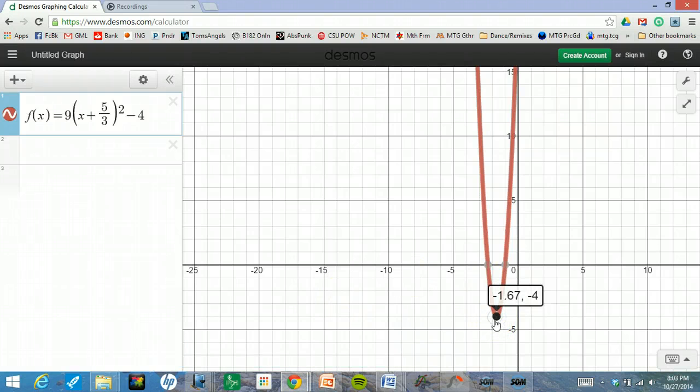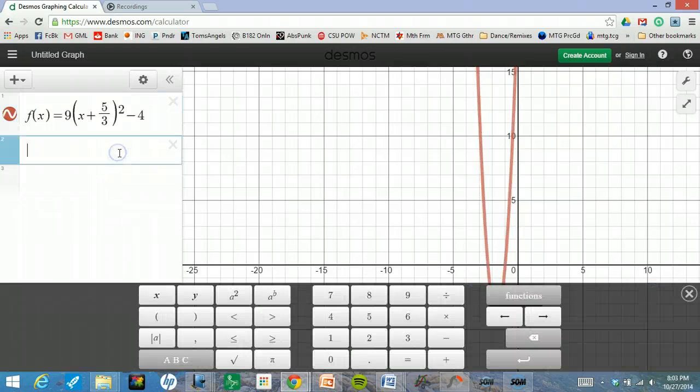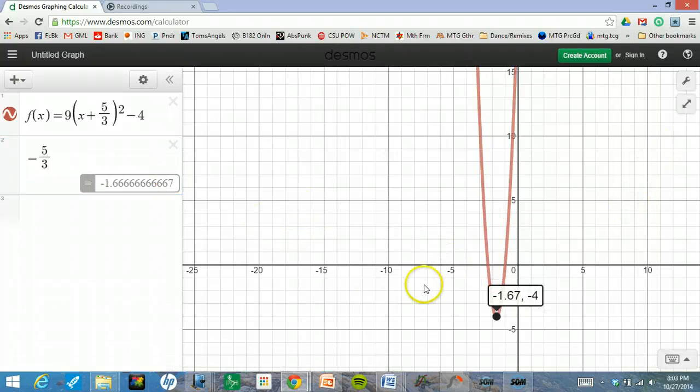And well, this is an ugly number, negative 1.67, but remember we found the vertex was at negative 5/3, so if we actually see what that is as a decimal, negative 5 divided by 3, that does work out to be negative 1.6 repeating, and with the rounding error, the calculator is just telling us it's negative 1.67. So there it is, negative 5/3, comma, negative 4. Our zeros are at negative 1 and negative 2.3.